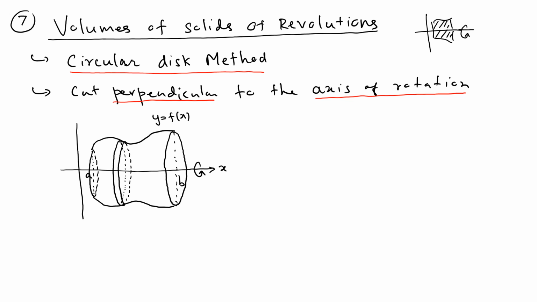So what we're gonna do is look at the height in this case. The height is simply the y coordinate. So this is simply the y coordinate, and the thickness of this disk is dx. You can call it delta x or dx. We write delta x when you talk about the Riemann sum. We write dx when you look at the integral. So that's the disk sitting there.